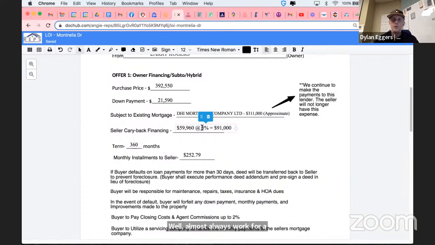Now, if I put a balloon in there, the person I wrap this to, the person that buys it, is going to have to either refinance or sell when that balloon comes due. So it hurts my ability to sell this deal. So that's why I will not offer a balloon. If they want one, we can negotiate it.